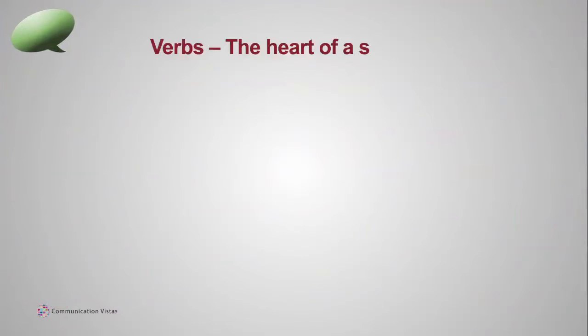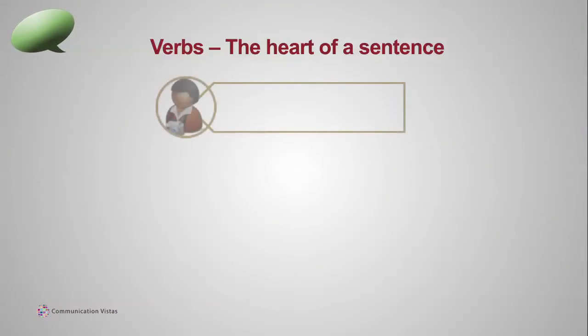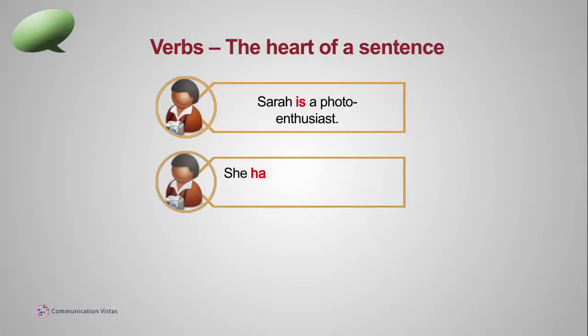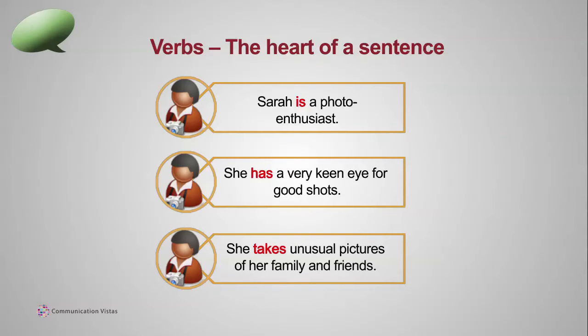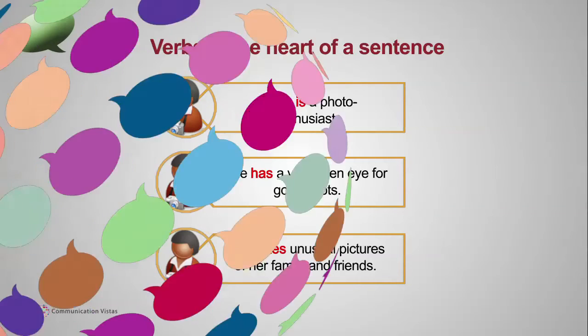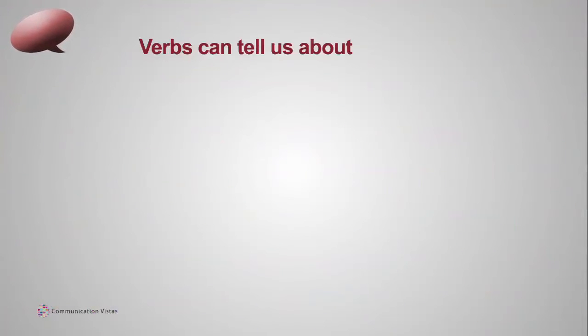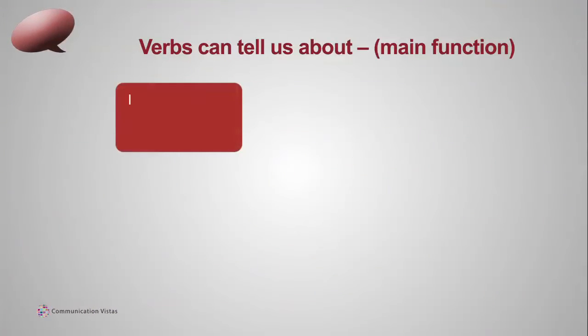Verbs: the heart of a sentence. Sarah is a photo enthusiast. She has a very keen eye for good shots. She takes unusual pictures of her family and friends. Is, has, and takes are all verbs. The main function of verbs: number 1, to show identity and state of being of the subject.